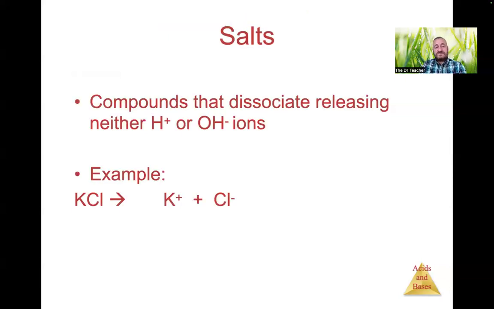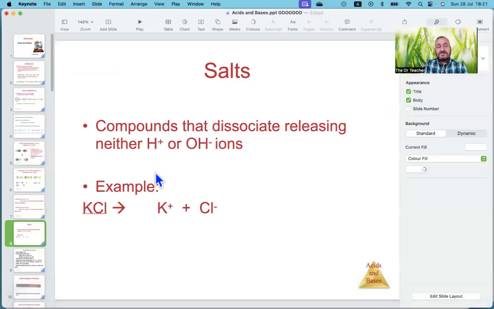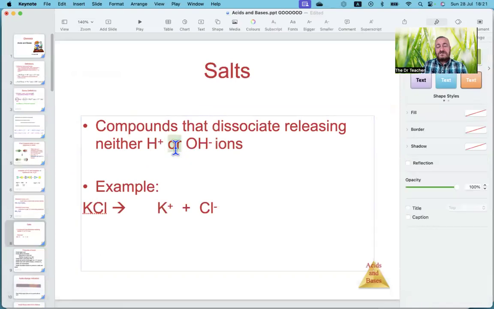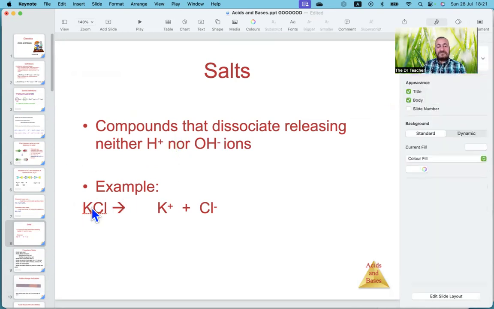So I just want to correct this to be nor. So neither nor. So we come here, we see the KCl is a salt. Why? It has plus K, minus Cl. So compounds dissociate, releasing nothing, only ions.